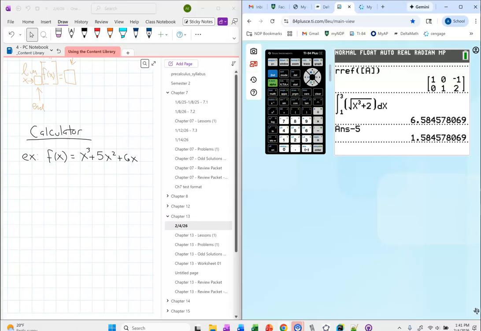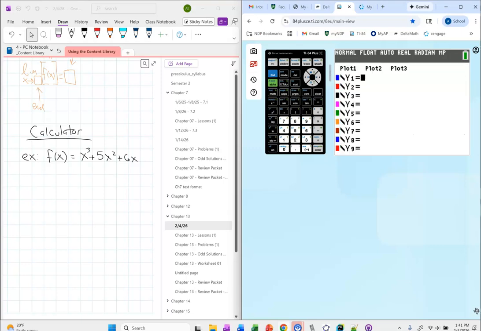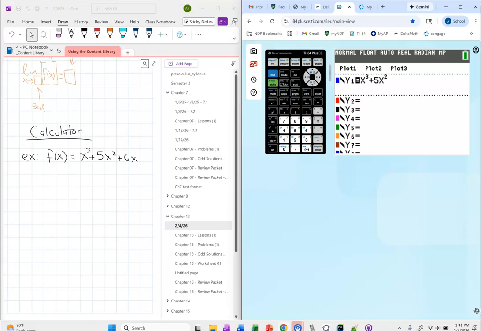Okay. You just have to put it into the y. So the first thing I want to do is to type my function into the y equals, because I want to be able to look at the graph of this. So I'll press the y equals button, and then just type in my function exactly as it looks on my sheet of paper.